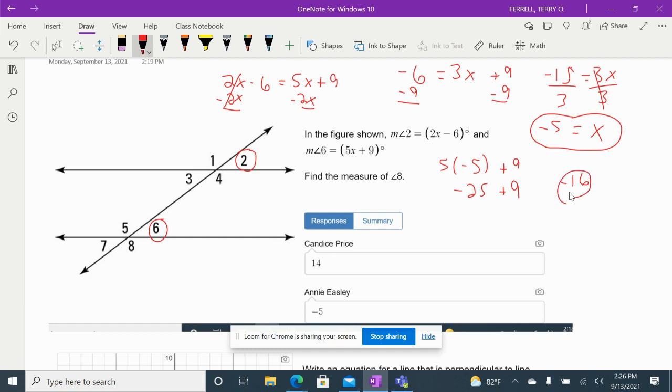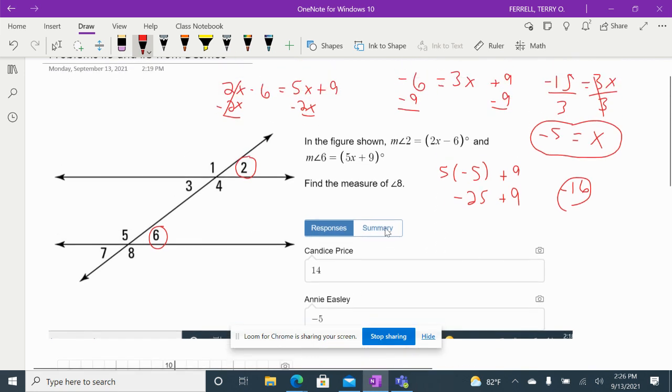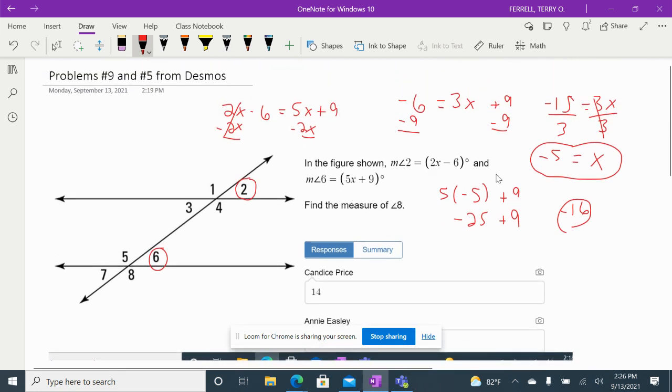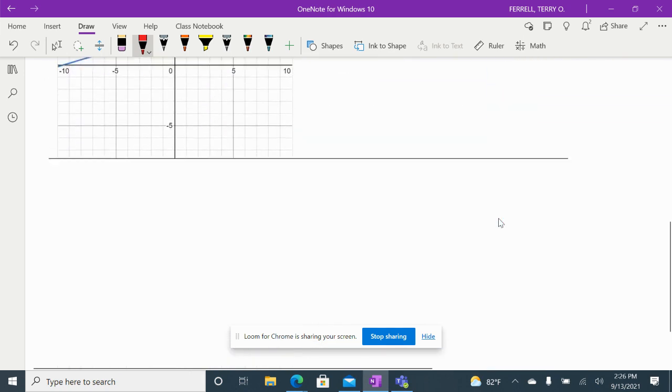Well, guess what? It's a negative value. You can't have a negative angle. So that's a mistake. So for this one, if you put in x equals negative 5, I'm fine with that. I noticed some students had different numbers, but again, it was just a mistake as far as plugging it in because it didn't work. So let's do the next one.